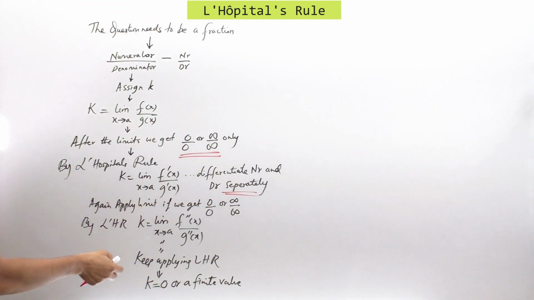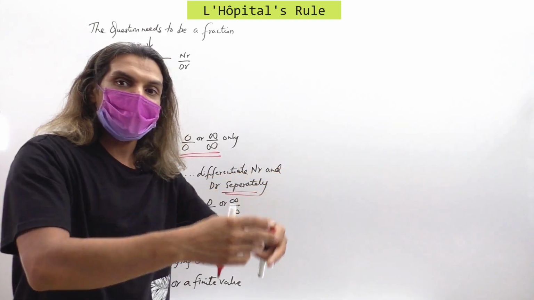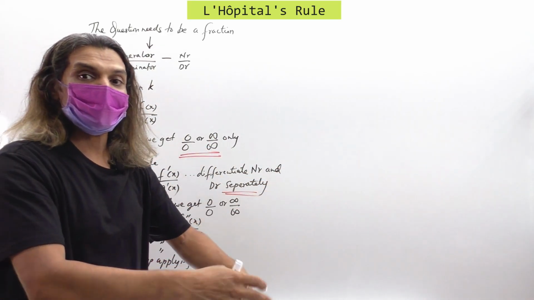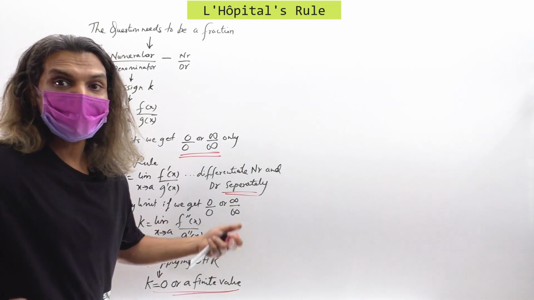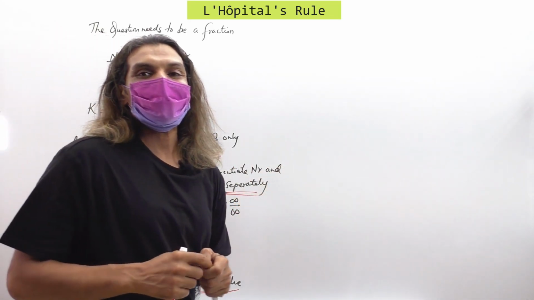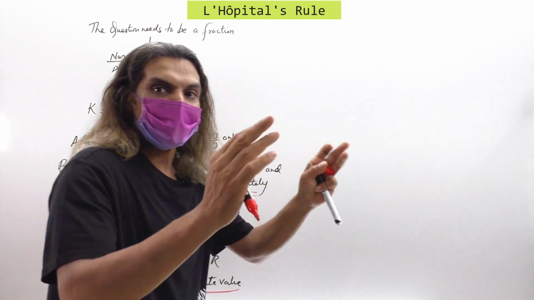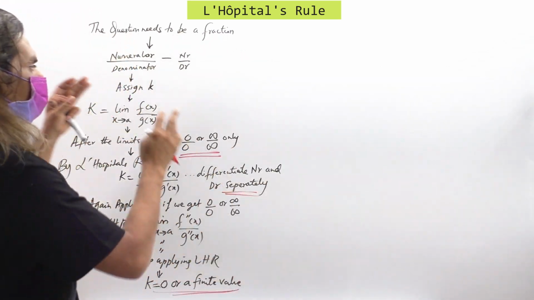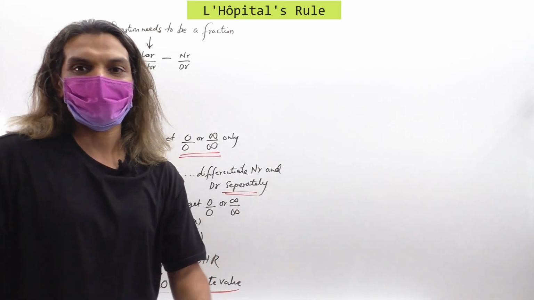Separately. Then again, if you apply the limit and again get 0 by 0 or infinity by infinity, apply again, check the limit again, and keep on doing this till the answer is 0 or a finite value. This is how the L'Hopital rule works. Please understand this. Have the basics right, and you will be able to solve any problem with ease and get full marks.